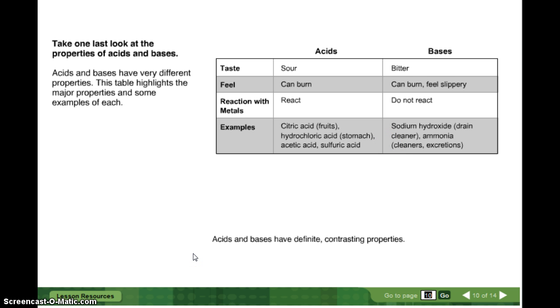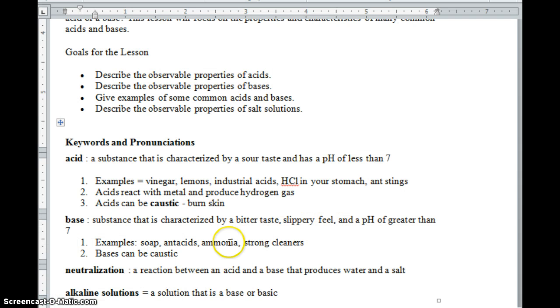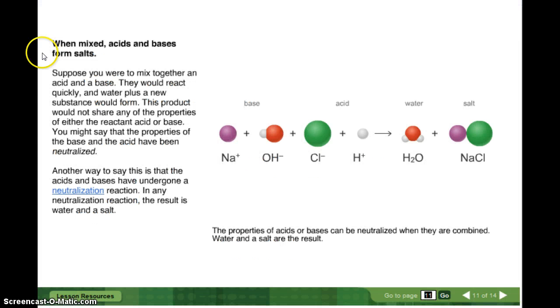Acids and bases have definite contrasting properties. And so I added to the notes for bases, examples: soap, antacids, ammonia, strong cleaners, and bases can also be caustic. And again, caustic means it can burn the skin. When mixed together, acids and bases form salts. Suppose you were to mix an acid and a base. They would react quickly and water plus a new substance would form.